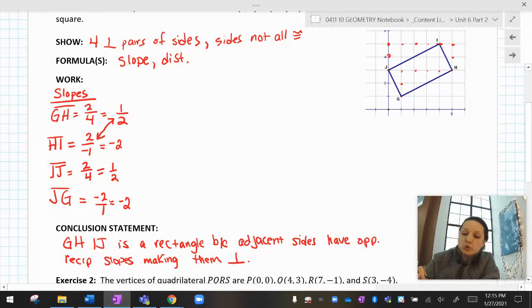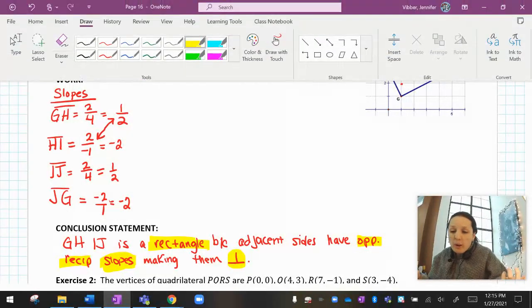Your conclusion needs to have 3 main parts. What is it? Okay. What formula did you use and what did you notice about that formula? So I noticed equal slopes. I noticed opposite reciprocal slopes. And then last but not least, what do those slopes tell you geometrically? They tell me that I have things that are perpendicular, giving me right angles. Okay, cool. I proved it's a rectangle.